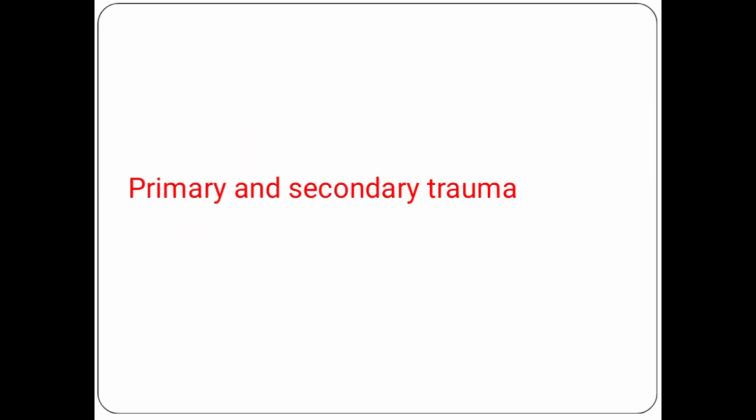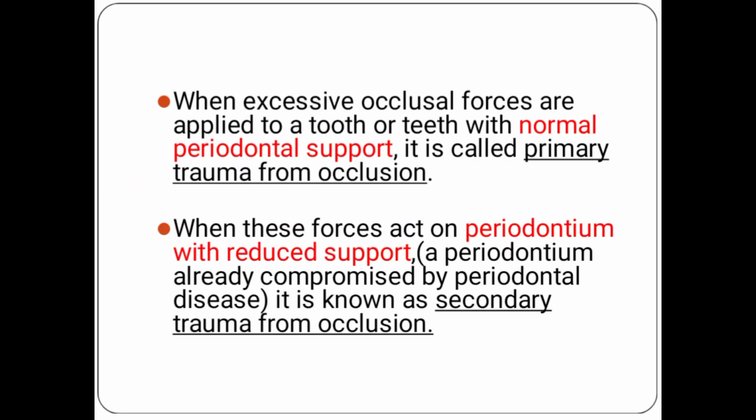Okay, primary and secondary. Now in primary trauma, excessive occlusal forces are applied to teeth with normal periodontium support, which means the tooth can accommodate that. But when these forces exceed the capability of the periodontal tissues, or when the periodontium support is reduced, meaning the periodontium is already compromised by another disease, it causes secondary trauma from occlusion.